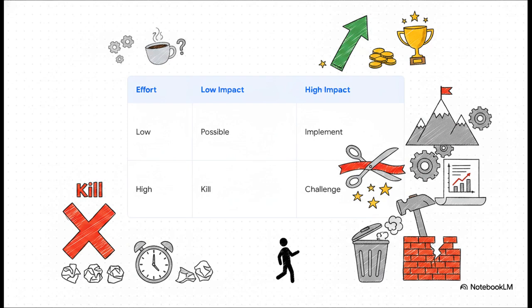High effort, high payoff is C for challenge. We're talking major projects here that are going to need a solid business case. And finally, high effort, low payoff, that's K for kill. Delete them instantly. Literally, don't even look back. They are absolute time wasters.